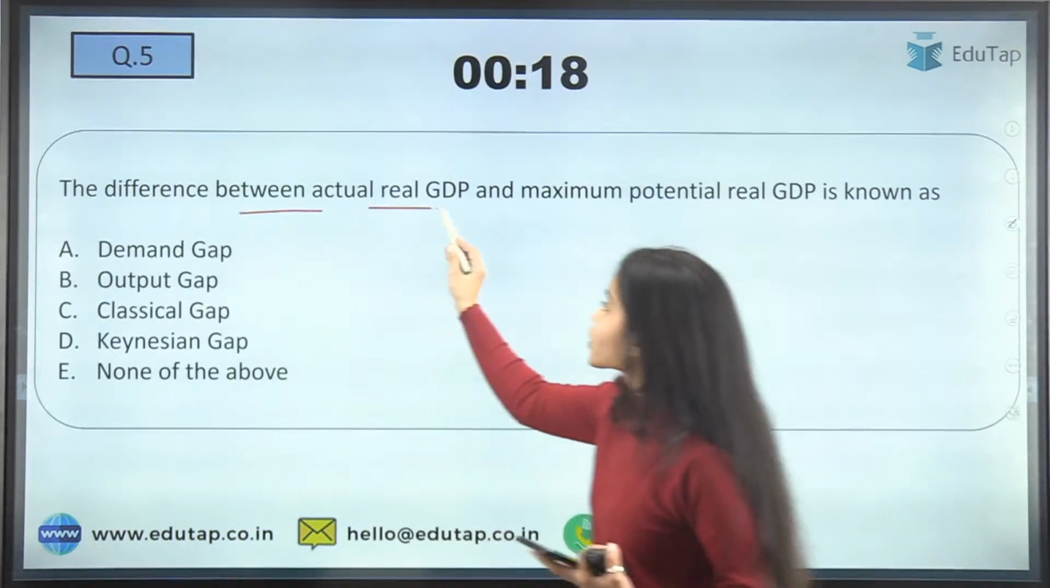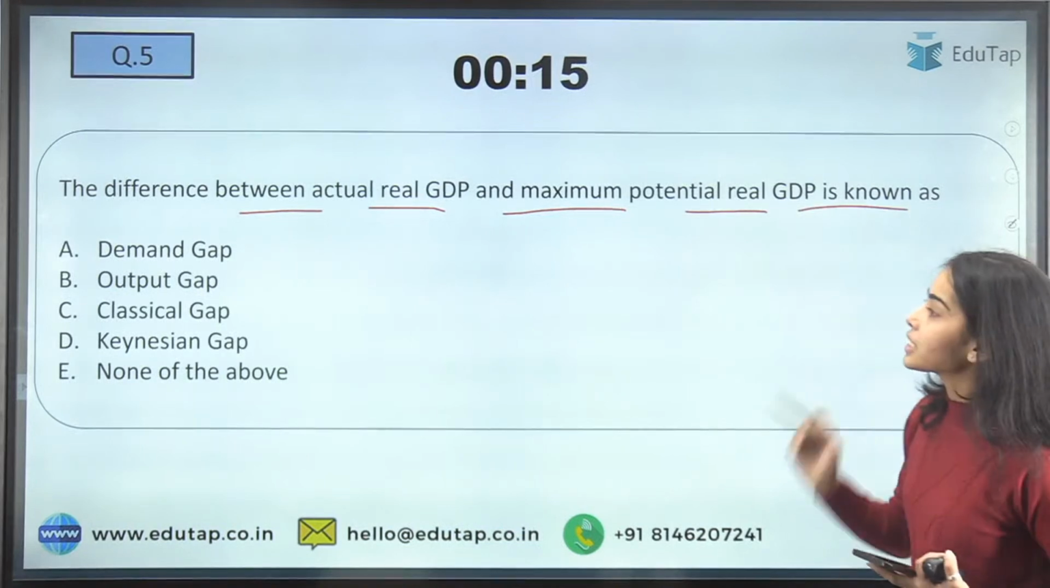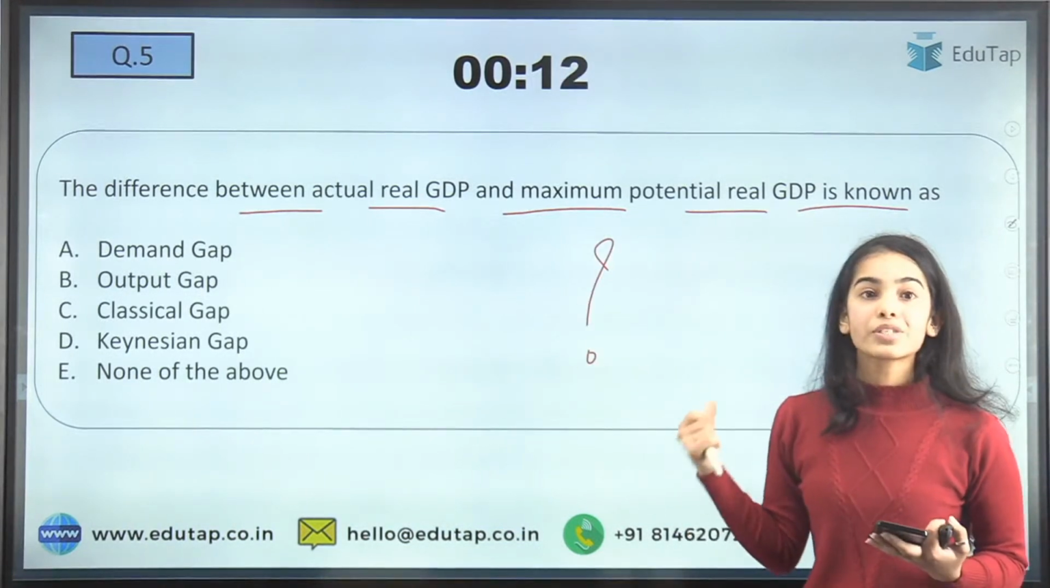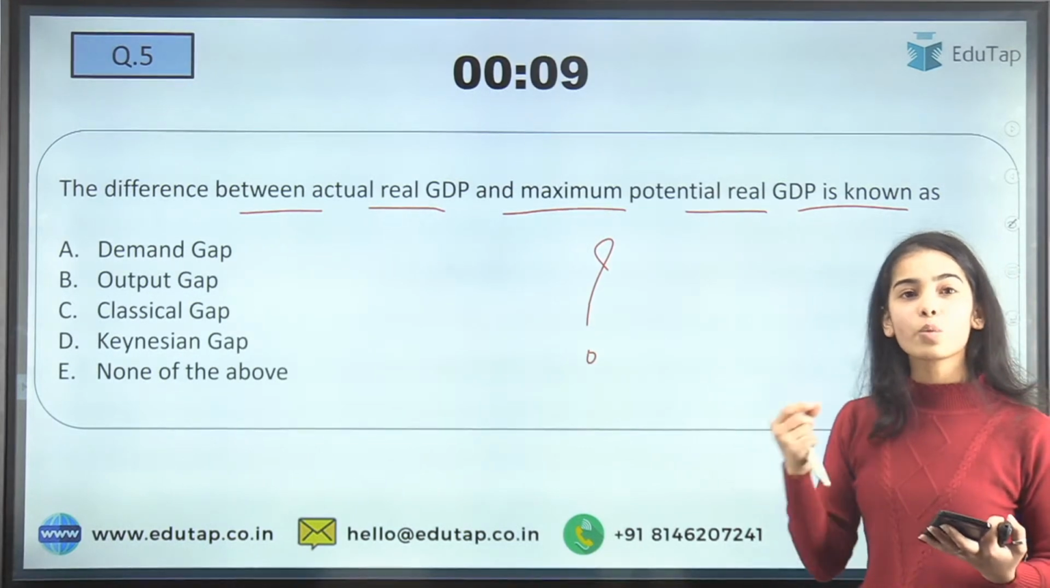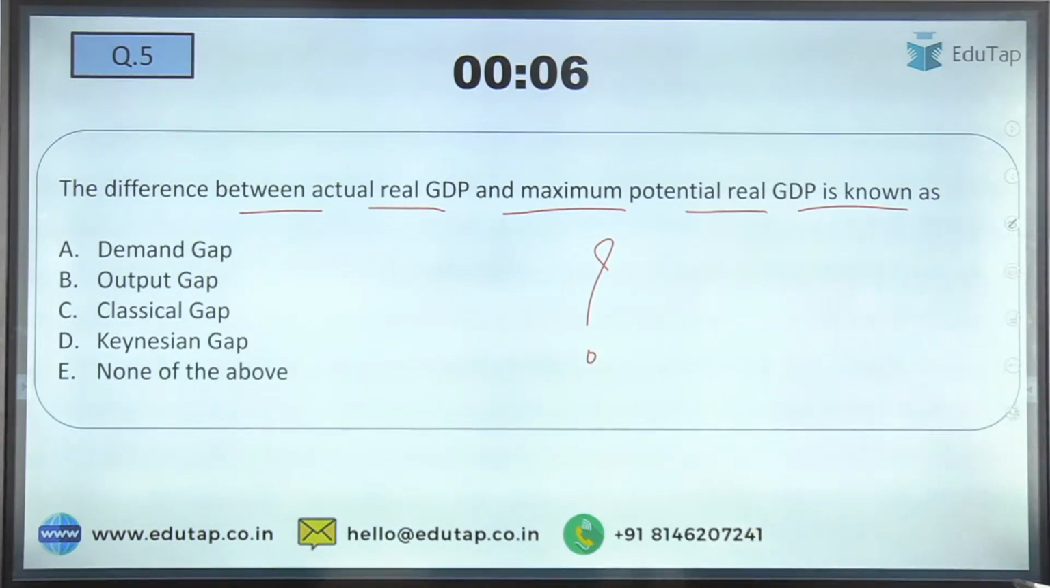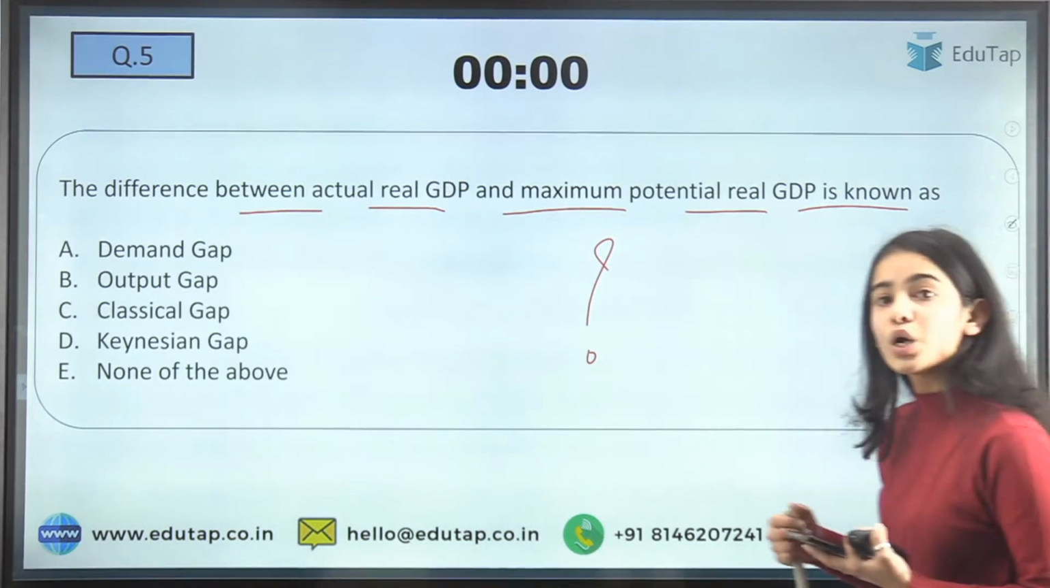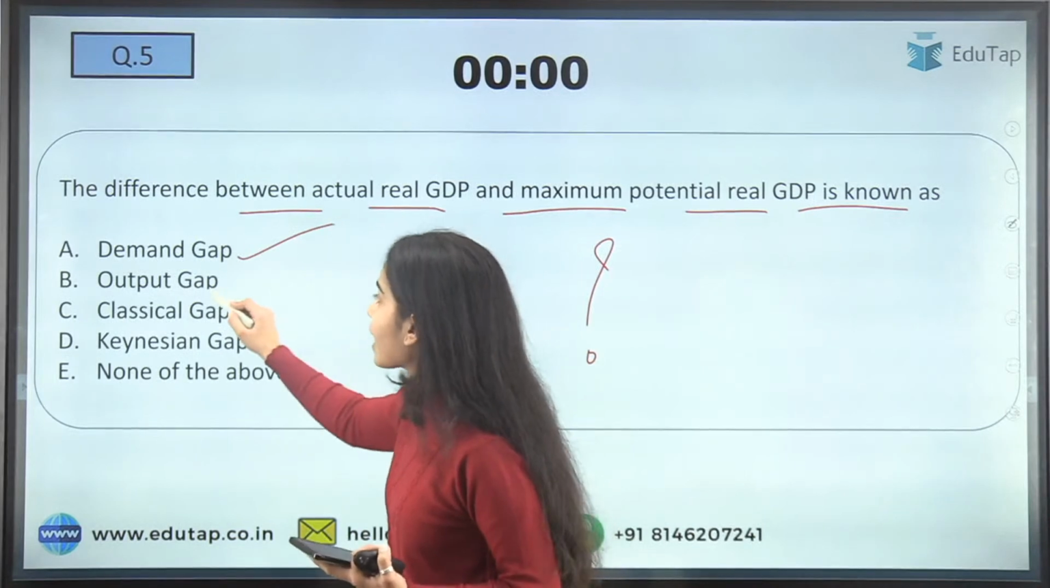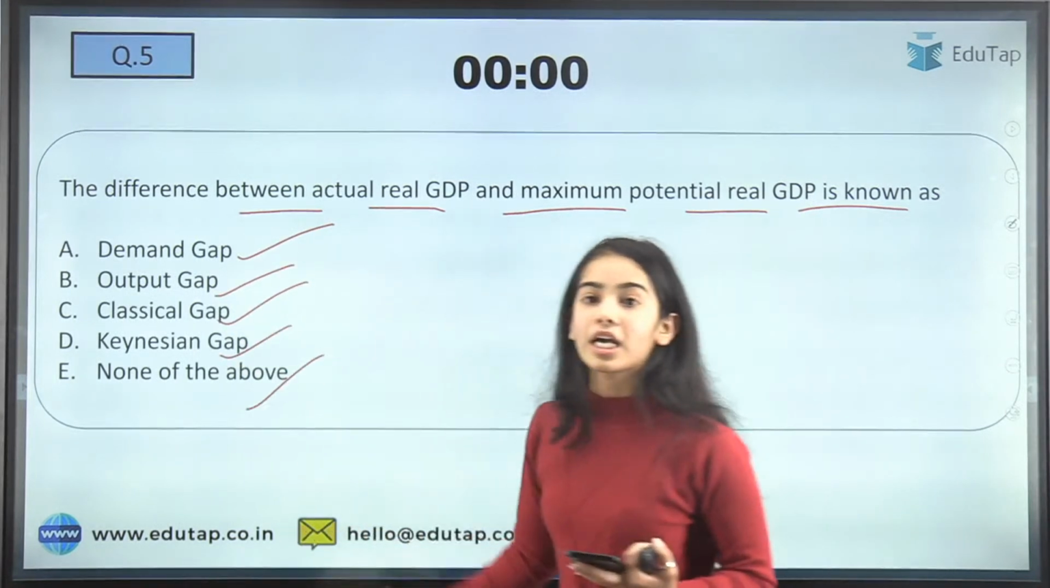The difference between actual real GDP and maximum potential GDP is known as what? Try to answer this. This is also very easy, a one liner. So what should be the right answer of this one? Demand gap, output gap, classical gap, Keynesian gap, or none of the above?